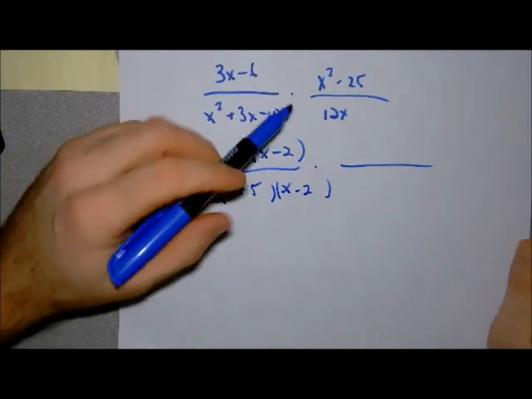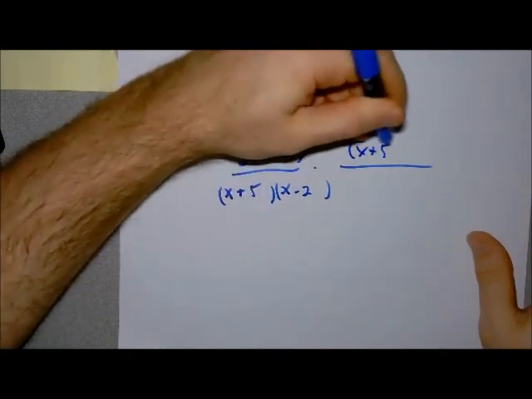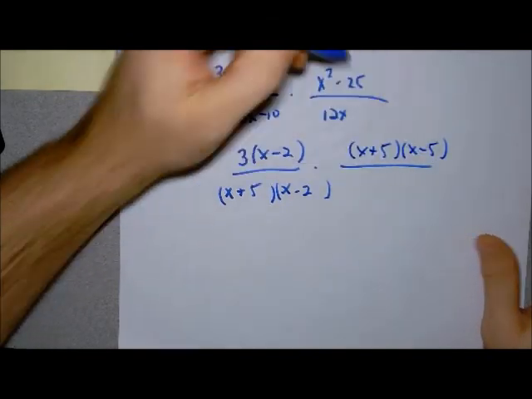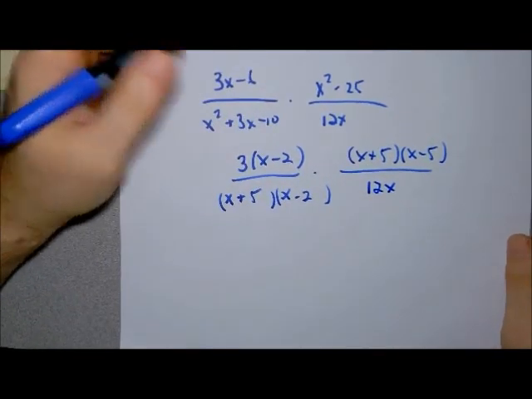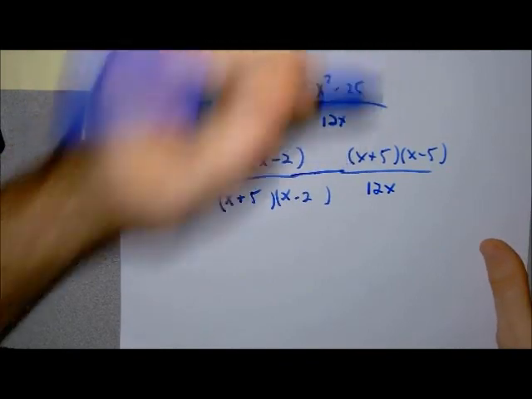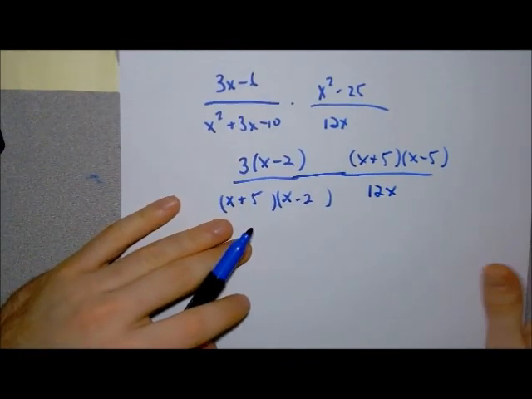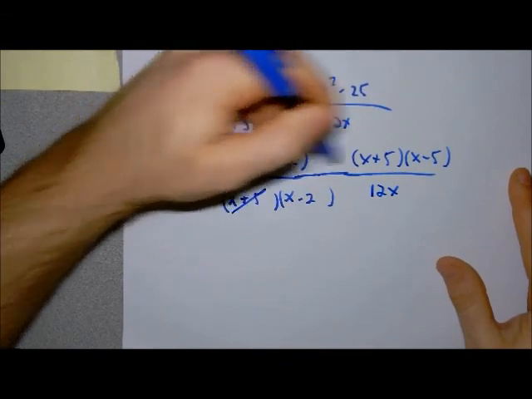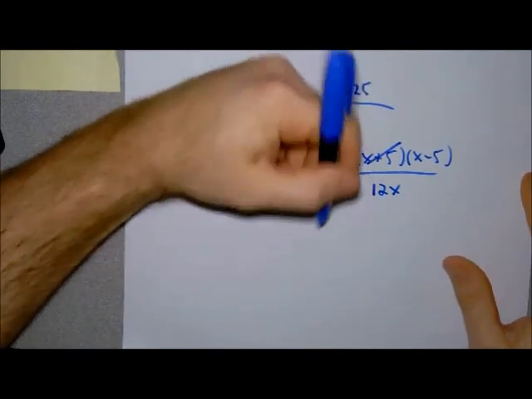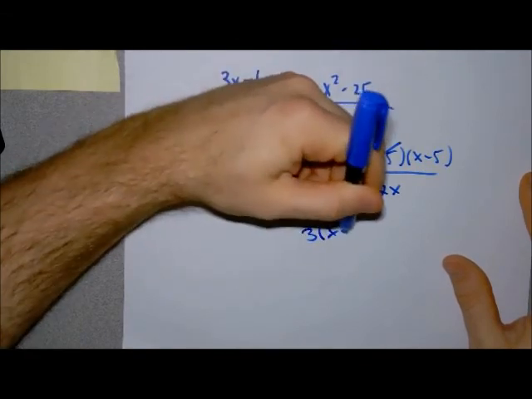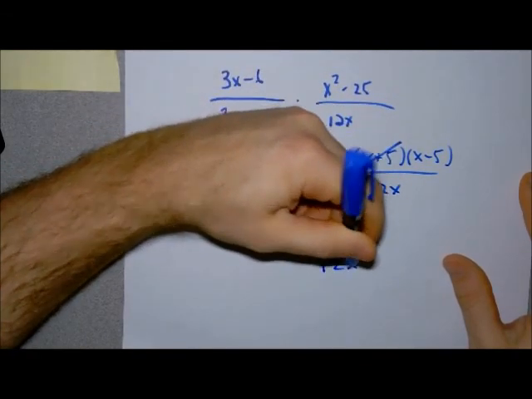Top right corner is the difference of squares. This is x plus 5 and x minus 5. Bottom left corner, nothing to factor there, so that is a 12x. We factored, you bridge them together, and you cancel tops and bottoms. So x plus 5 with x plus 5, x minus 2 with x minus 2. This leaves you 3 times x minus 5 over 12x.